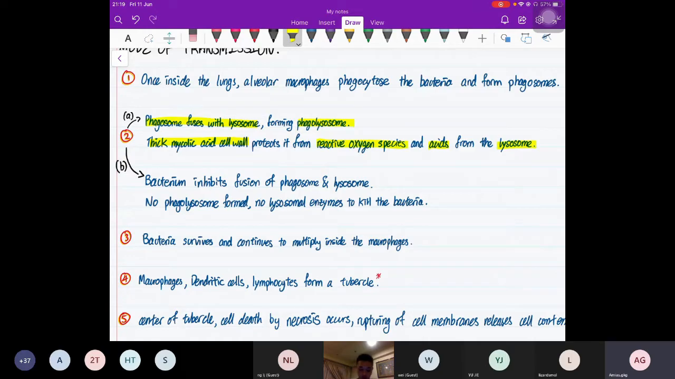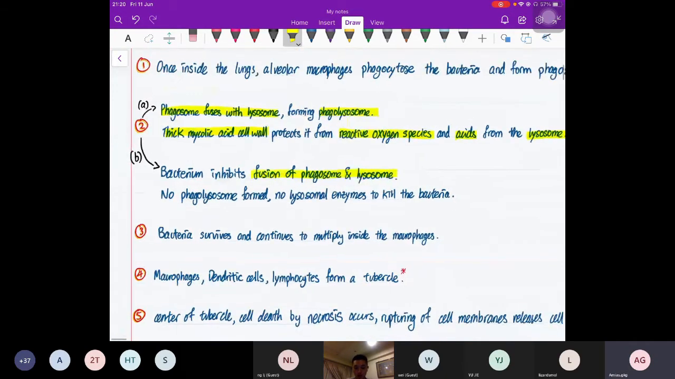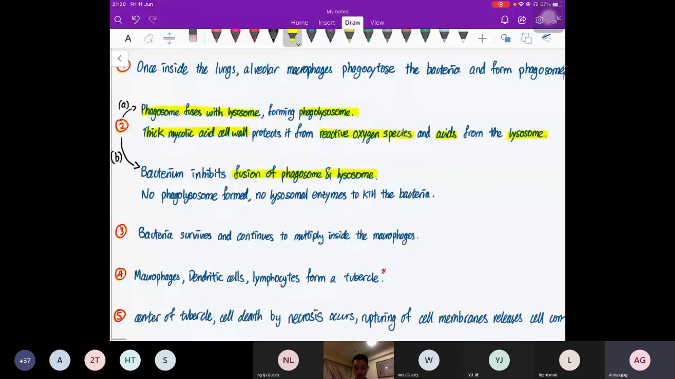Scenario two, your Mycobacterium tuberculosis inhibits fusion. The natural step is for phagosome and lysosome to fuse to form your phagolysosome. But now it can no longer form because your bacteria inhibits it. You don't have to know how it inhibits it, just know that it can inhibit it. So we recap.